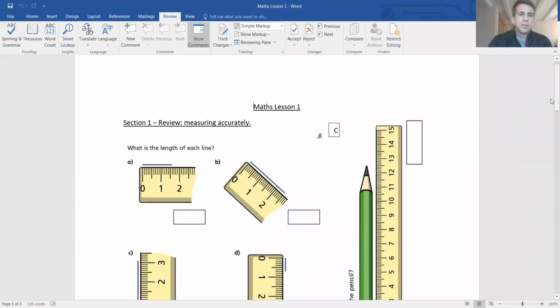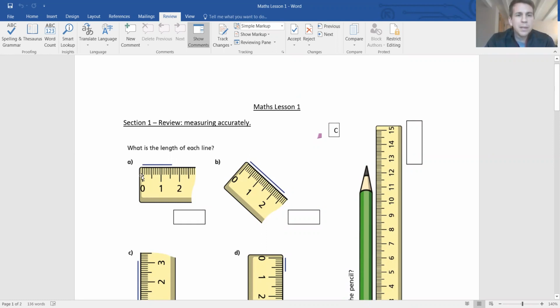Right, I'm going to share the work with you now. So here it is. So, first activity, can you see what is the length of each line? So here's a cutout of a ruler. Can you see that the line doesn't start at the start of the ruler?